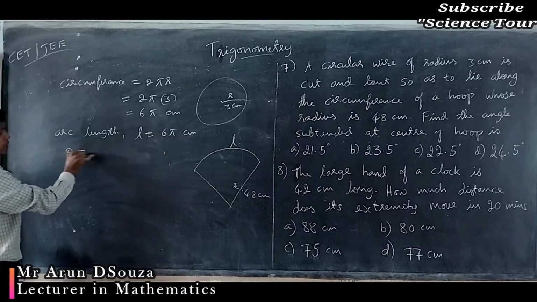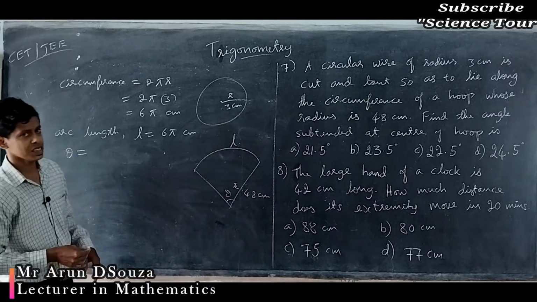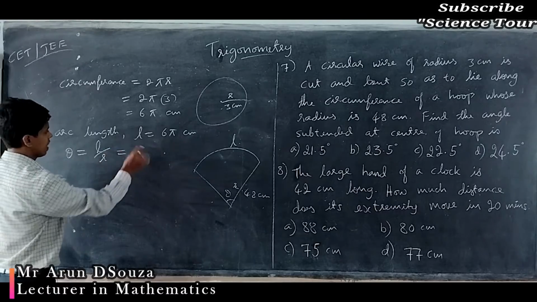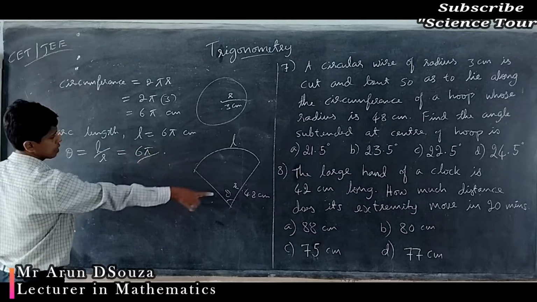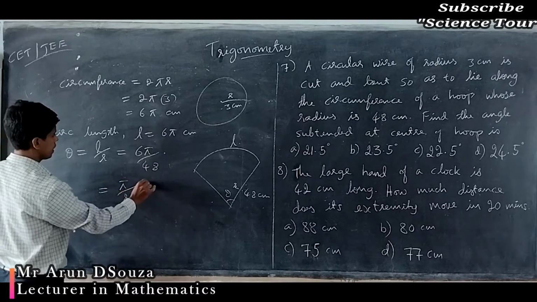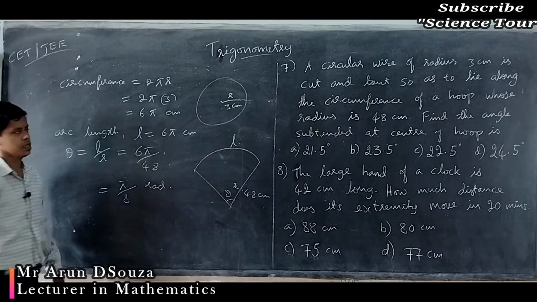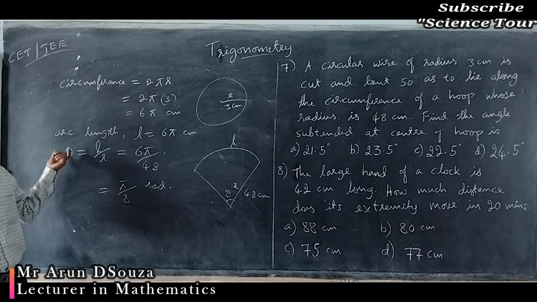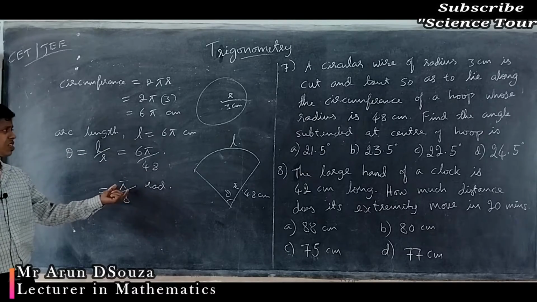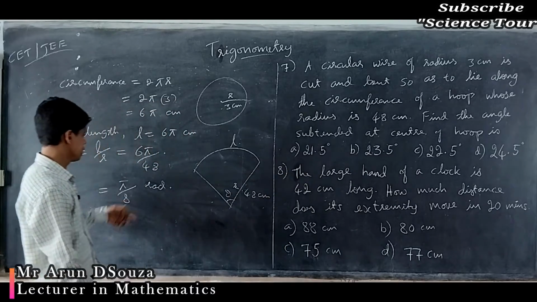Now find theta, the angle subtended at the center. That's the question asked here. So that is L by R. What is L? 6 pi divided by the radius 48. So that is pi by 8 radian. Correct. Because if you use the formula, theta will be in terms of radian. Now the options are in terms of degrees, therefore convert it to degree.